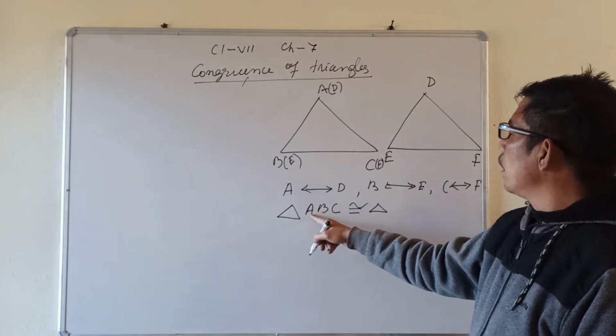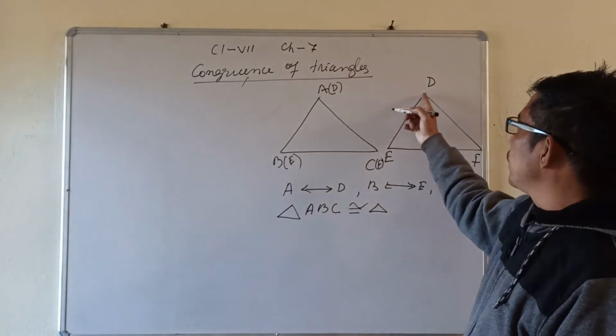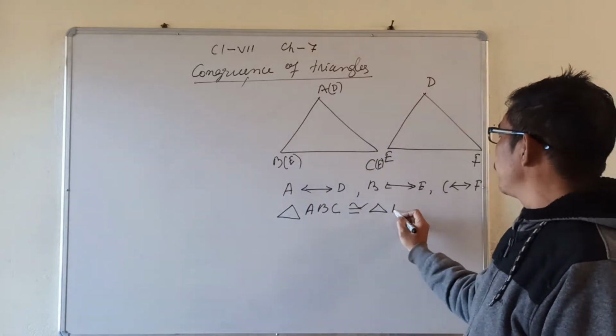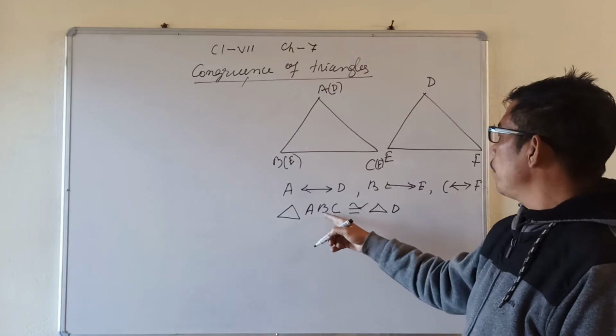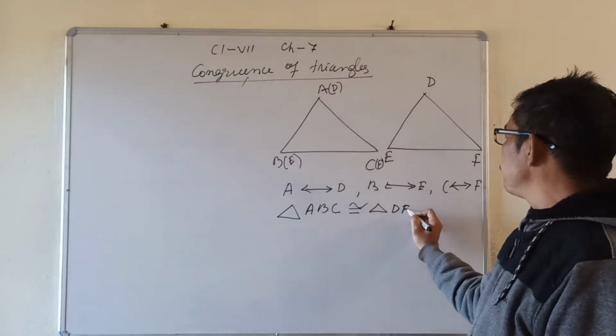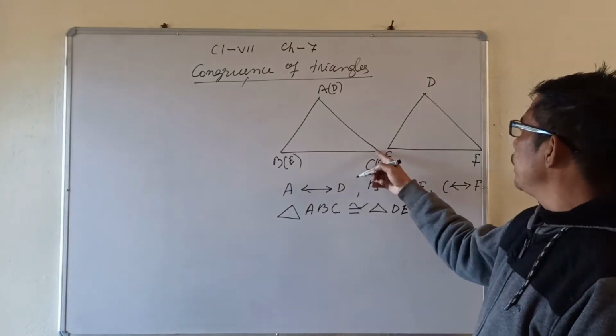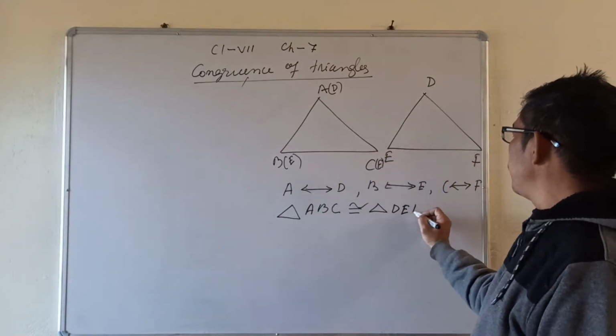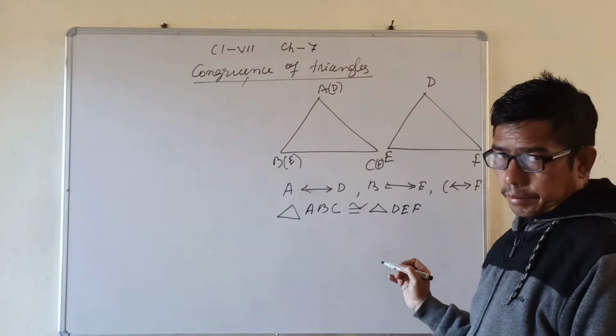What we have to write? A. Above A, what vertex was there? D. So D should be here. And above B, what vertex was there? E. It should come here. And above C, what vertex was there? F. Like this, in this order it should be written.